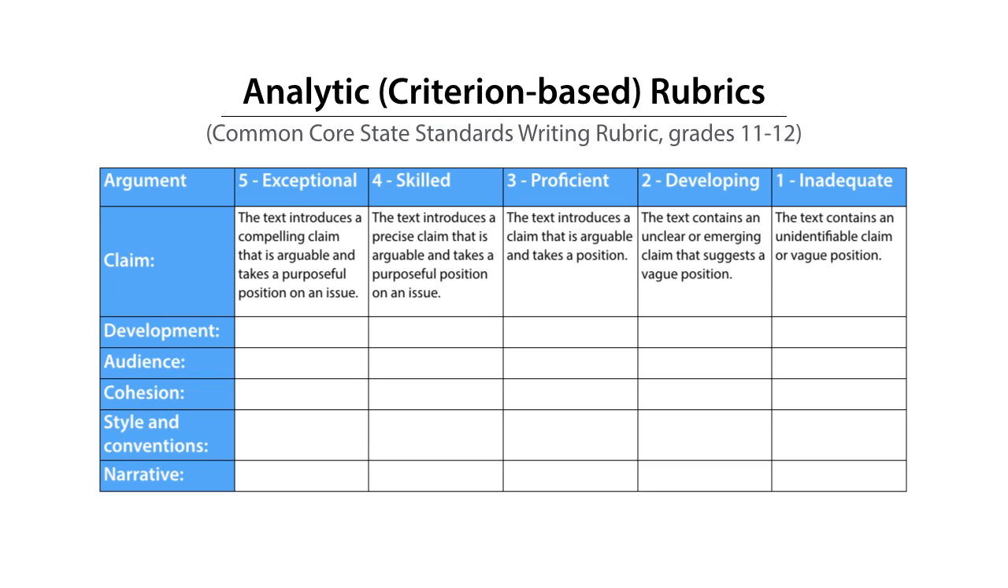So in this case, I have a claim in my essay, and is my claim unclear or it suggests kind of a vague position? That's a developing level of performance versus if I take a very identifiable position that's clearly arguable, that's going to be skilled. And the difference between skilled and exceptional is that I was very, very purposeful in that position. So we know the specific adjectives that describe what makes something better in here. So as a student, I know very specifically what I need to change and accomplish.